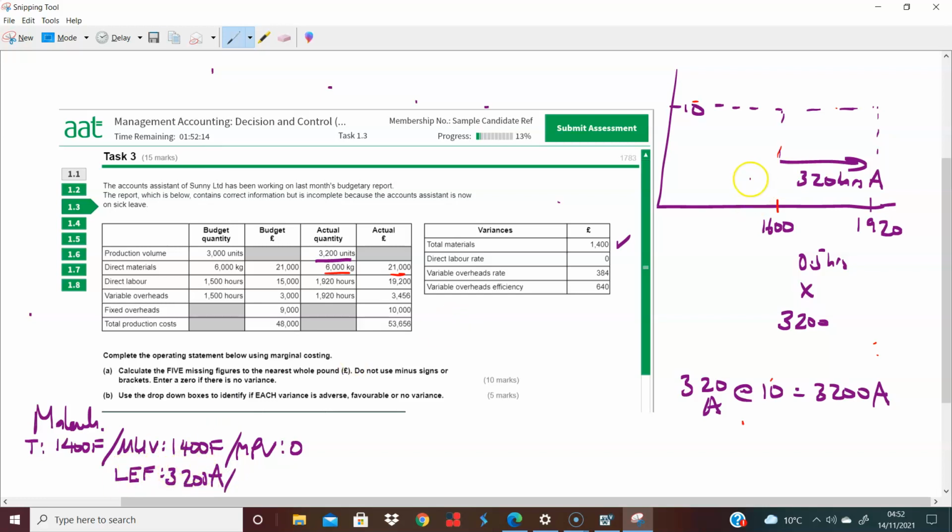Right. Now let's look at your rate variance. Again, what's interesting here was what you have spent on each of your hours. I mean, this is what you actually did. So you should have spent £10, so 10 times 1,920, which is 19,200. That's what you should have spent. And what you did spend was 19,200.